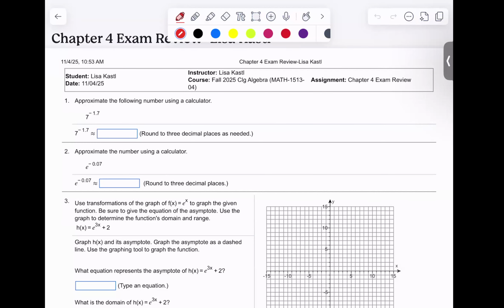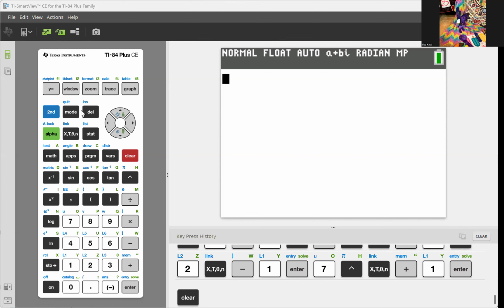This is the Chapter 4 exam review. Problem 1, approximate the following number using a calculator, 7 to the negative 1.7. It is asking me to round this to 3 decimal places as needed. All right, so I'm going to open my calculator and raise 7 to the negative 1.7 power.